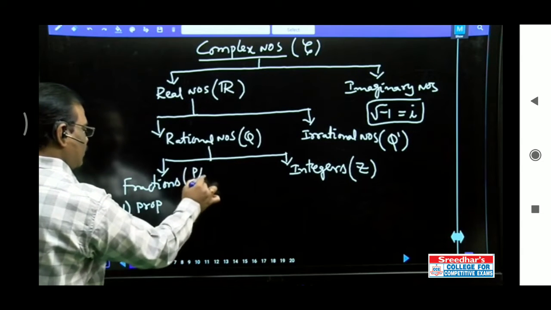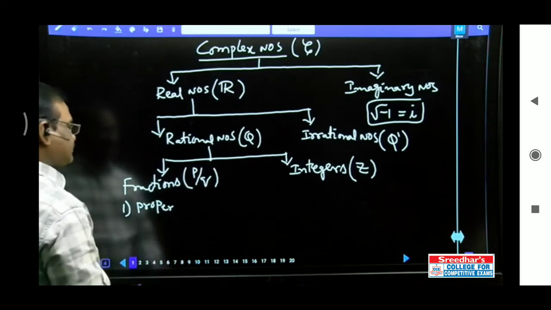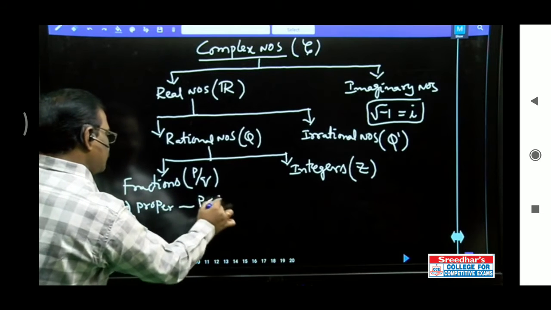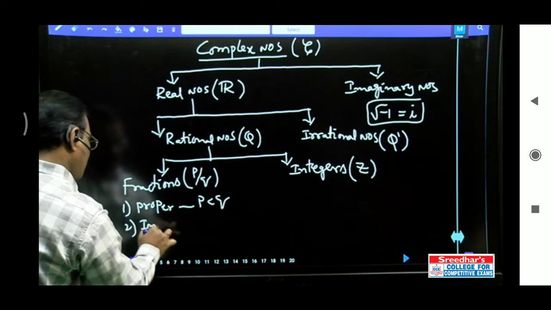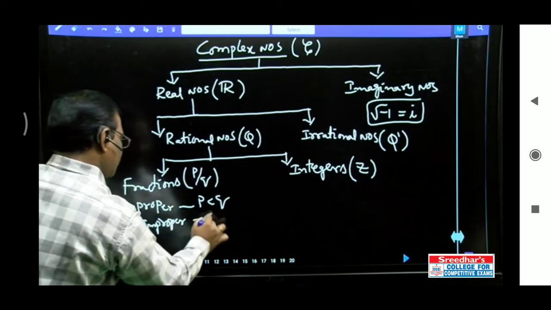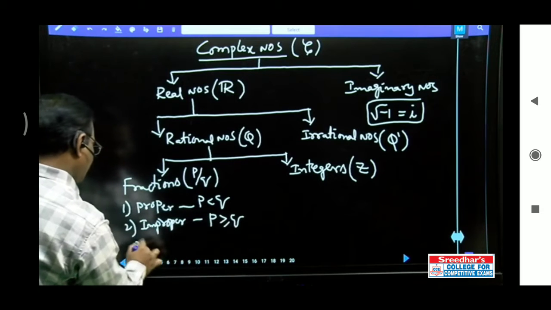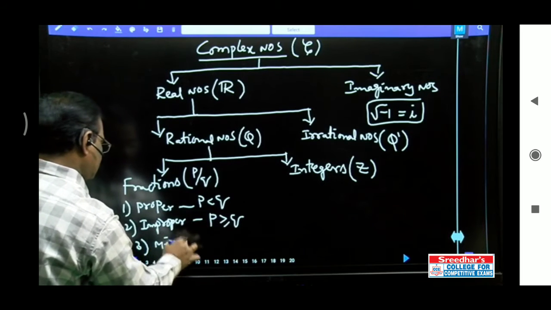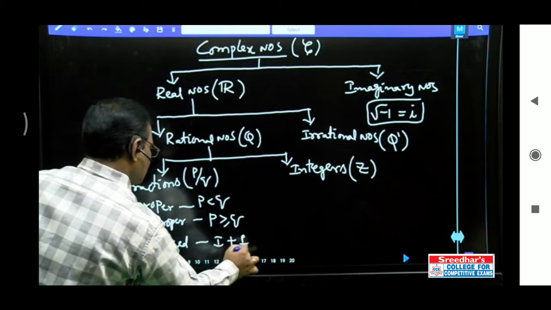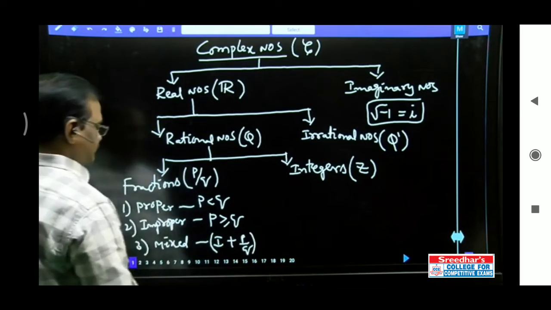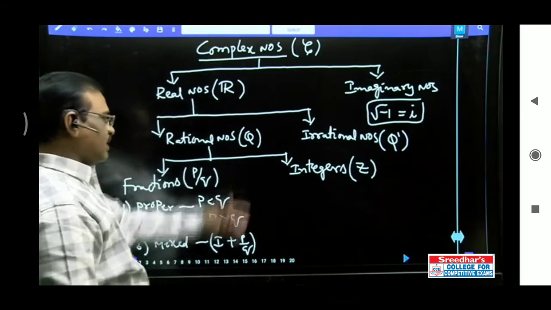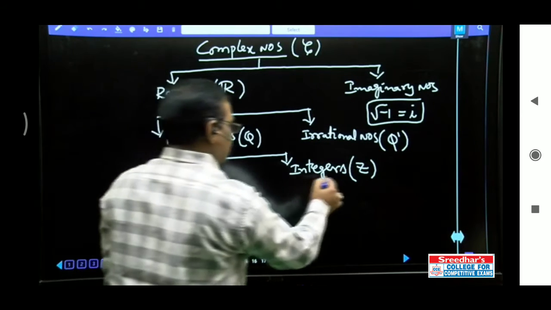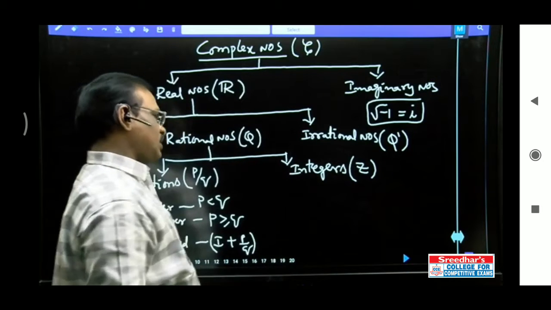Fractions are in p by q form. Proper fractions, where p is less than q, improper fractions, where p is greater than or equal to q, and mixed fractions, an integral part with a proper fraction where p is less than q. Okay, the set of integers is positive integers, negative integers together with 0.